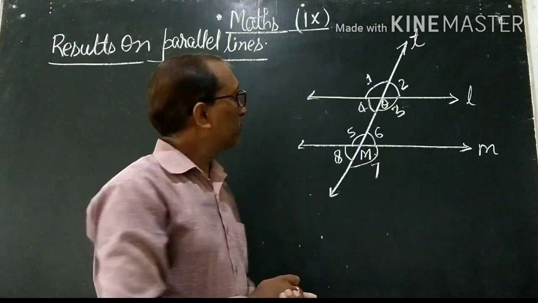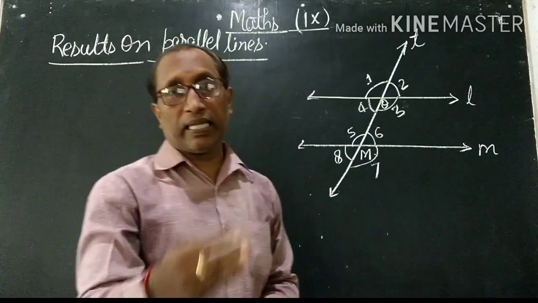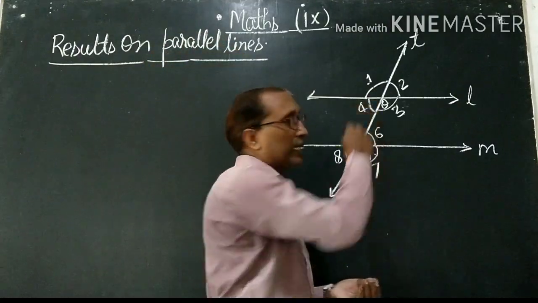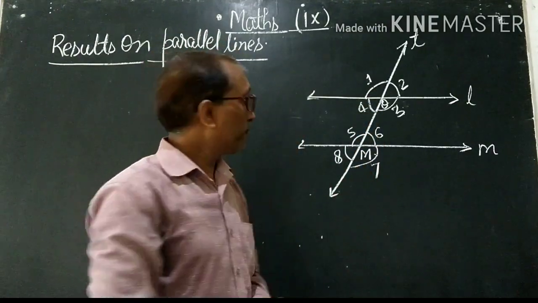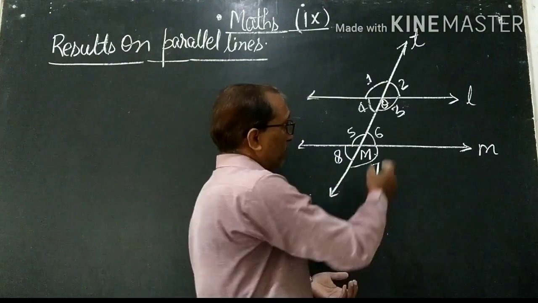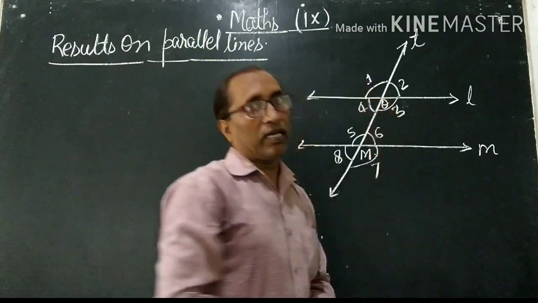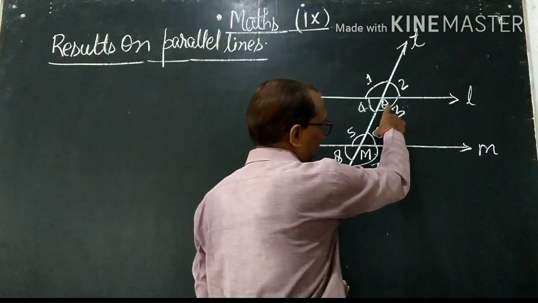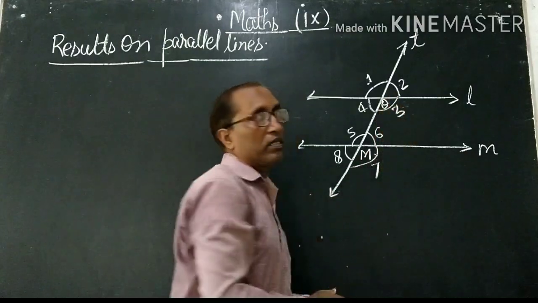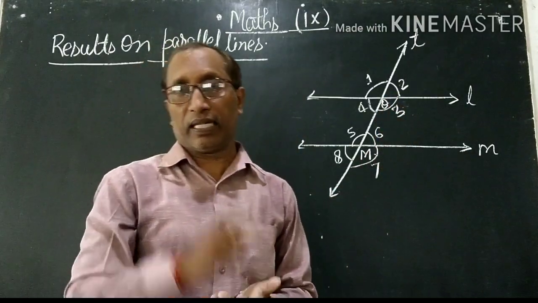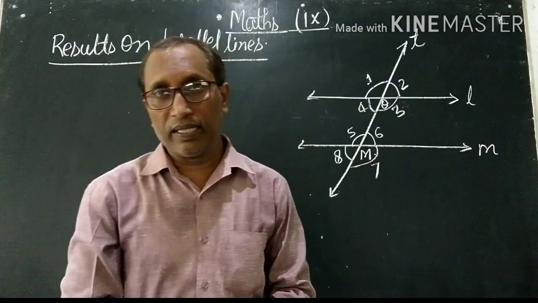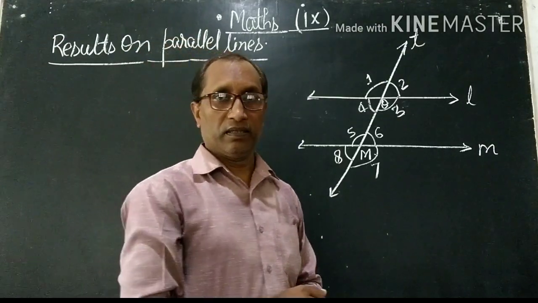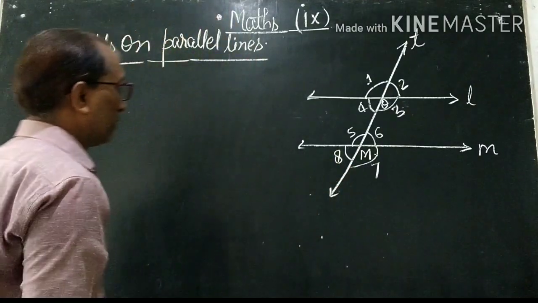First, alternate exterior angles are equal, alternate interior angles are equal, and co-interior angles are supplementary. Means interior angles on the same side of the transversal are supplementary. Their sum is 180 degrees. These are the properties. You will be able to write them.